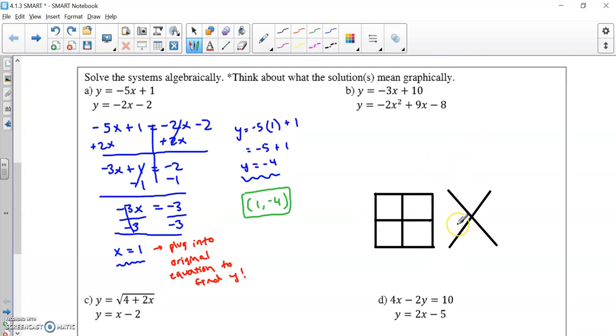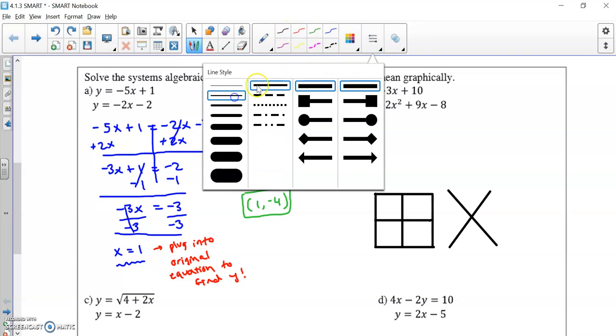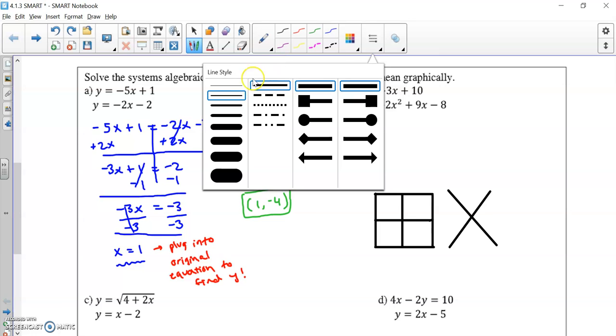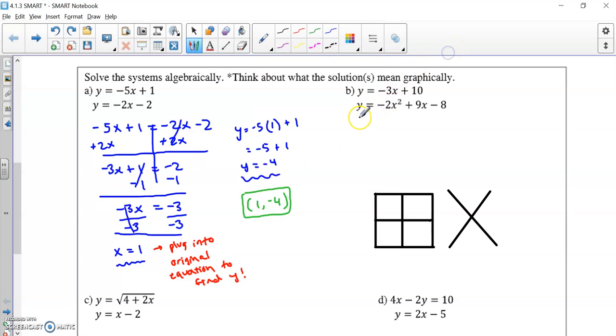Here, I already have a box and diamond set up for us, so you already know what's coming. Same as the last one, both of these are equal to y, so we will set them equal to each other. So I'm going to go ahead and say that negative 3x plus 10 is equal to negative 2x squared plus 9x minus 8.